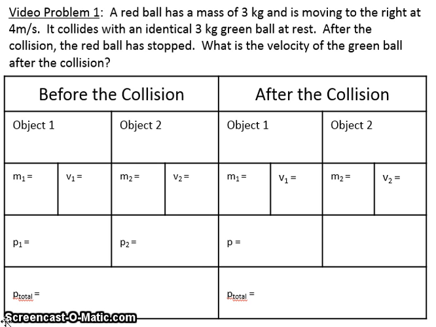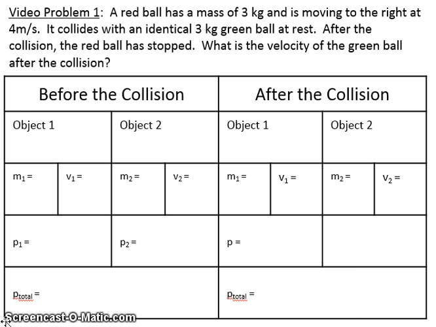So let's try problem 1. This is video problem 1 on your handout. A red ball has a mass of 3 kilograms and is moving to the right at 4 meters per second. It collides with an identical 3 kilogram ball at rest. After the collision, the red ball has stopped. What is the velocity of the green ball after the collision?